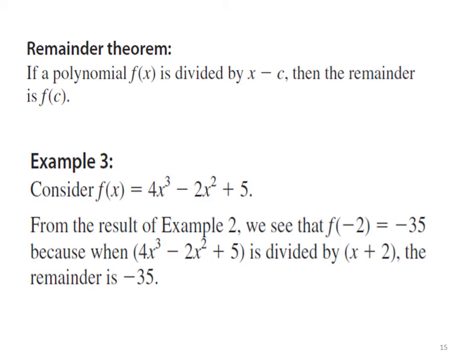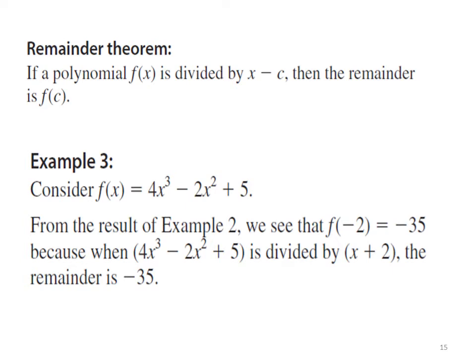We also have some theorems, and we will find out what it means for a polynomial to be divided by a linear term. This is called the remainder theorem. If a polynomial is divided by x minus c, then the remainder is equal to f of c. Here you can actually find the remainder without carrying out the division.